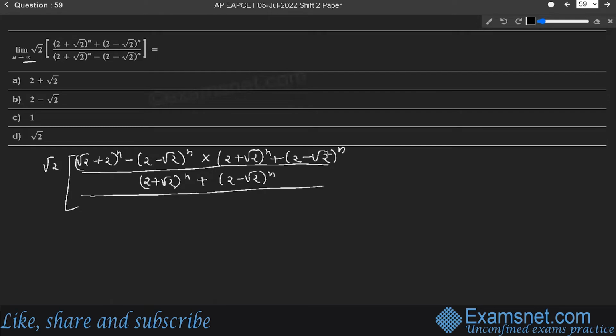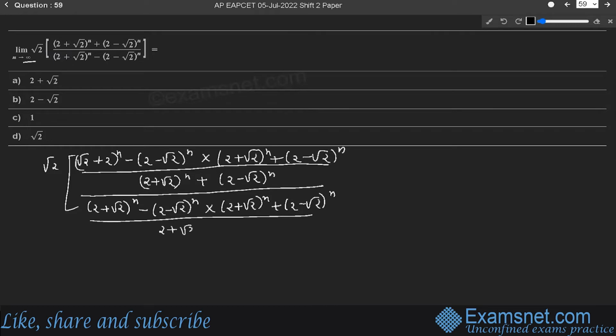Similarly, rationalizing the denominator, we get ((2 plus root 2)^n minus (2 minus root 2)^n) into ((2 plus root 2)^n plus (2 minus root 2)^n) divided by (2 plus root 2)^n plus (2 minus root 2)^n. We have rationalized the numerator and denominator.